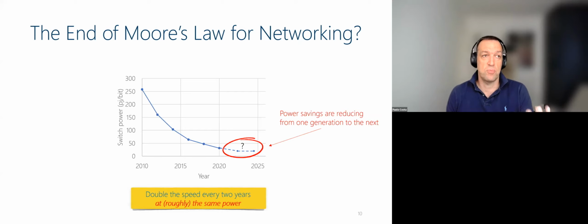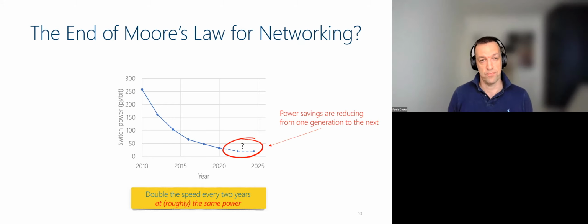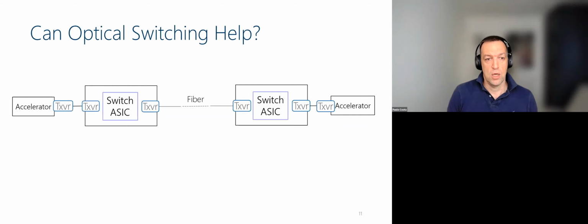And as I said, it's not a problem in the very short term, but as a research community, we should really look at what could be the next generation of power. So the specific direction that we have been looking at is, can we use optical switching? So why optical switching? Well, optical switching provides two main benefits.